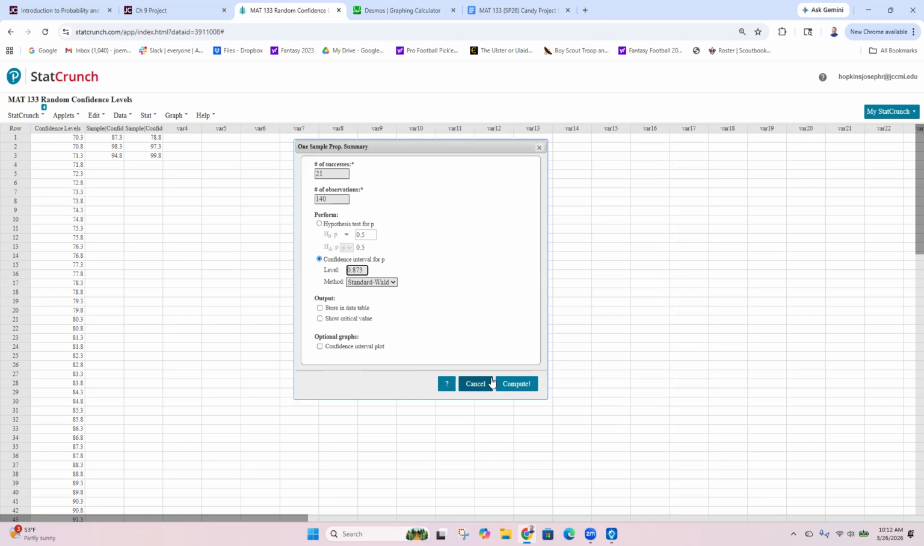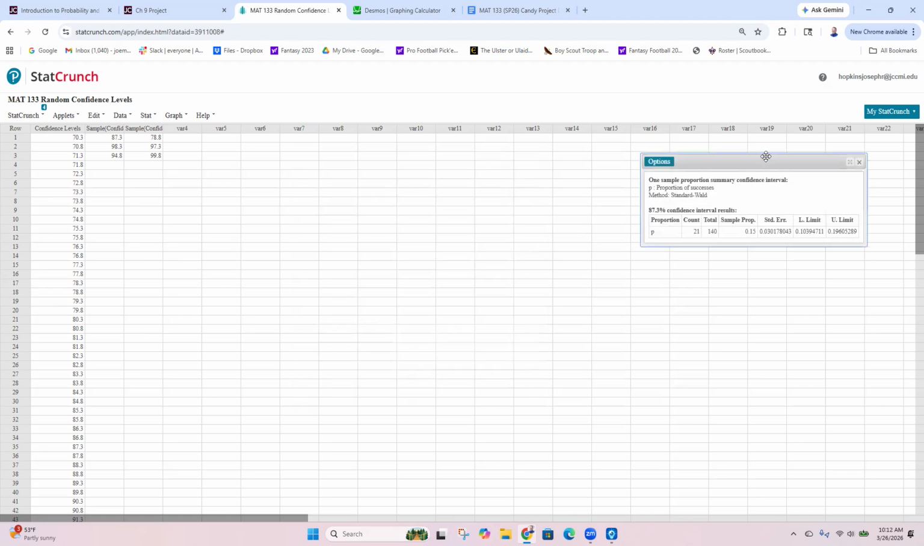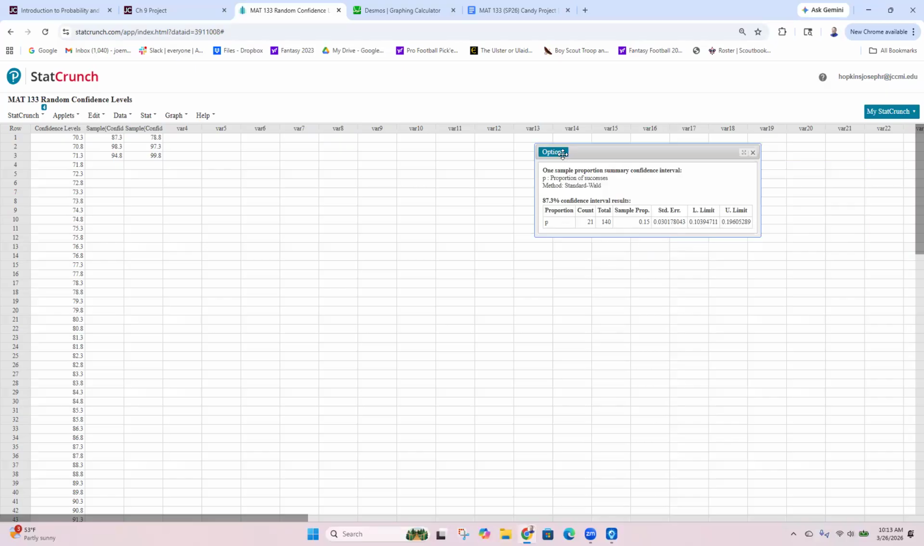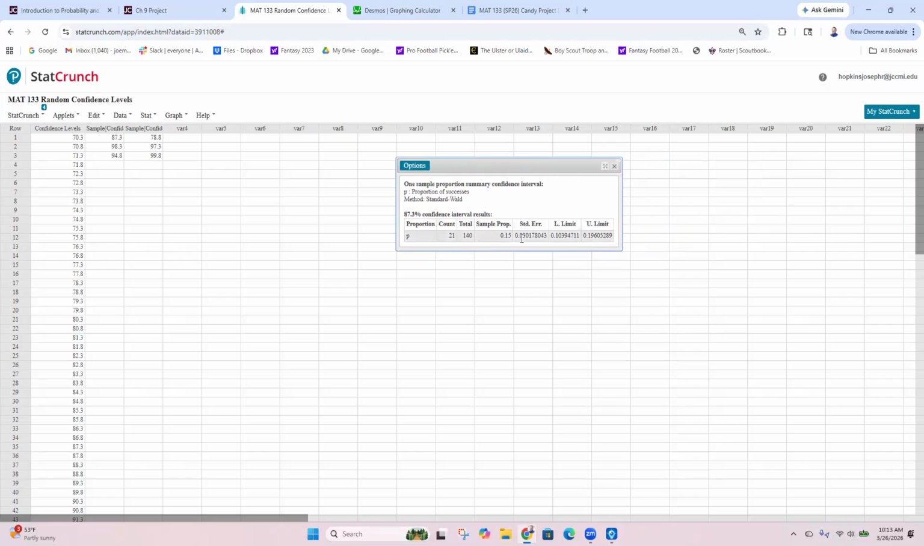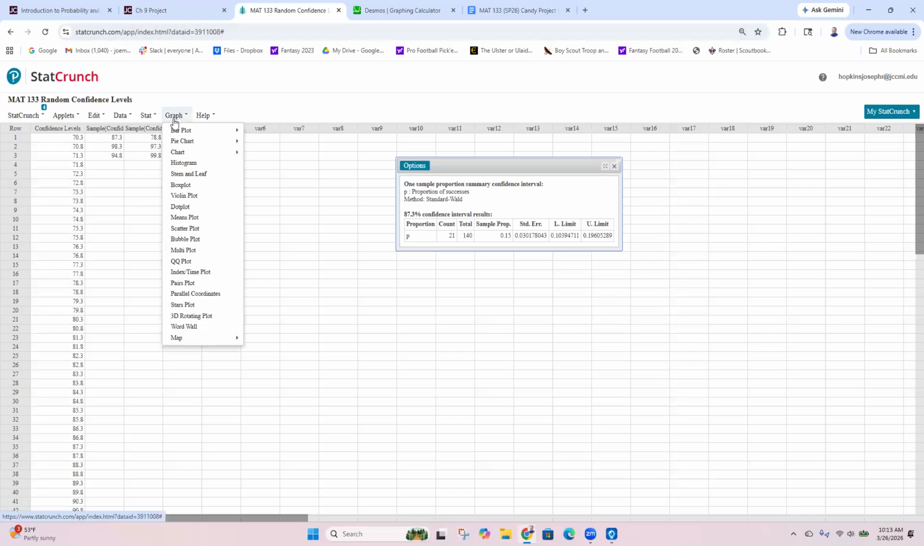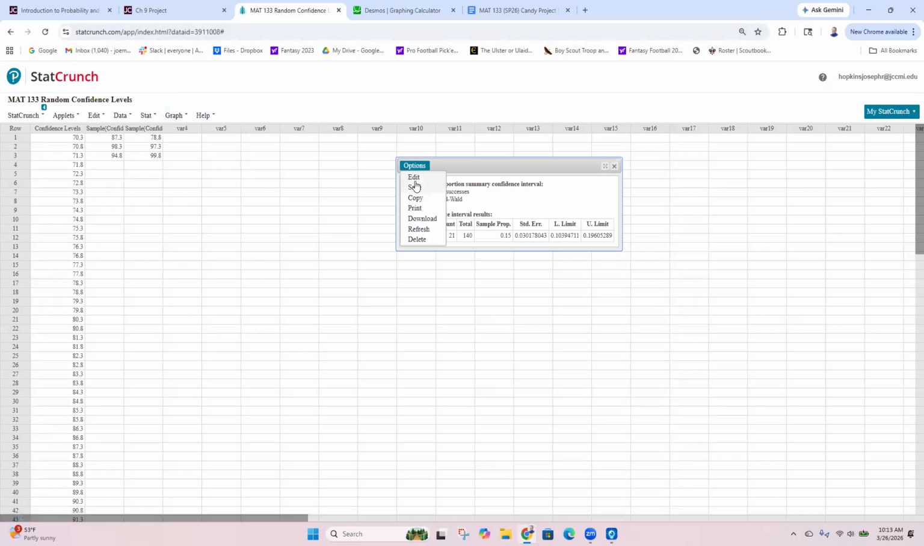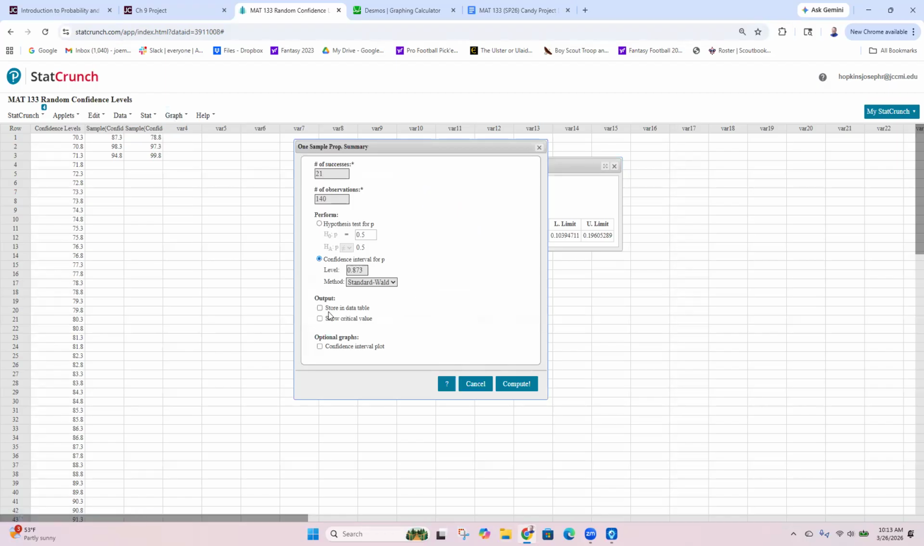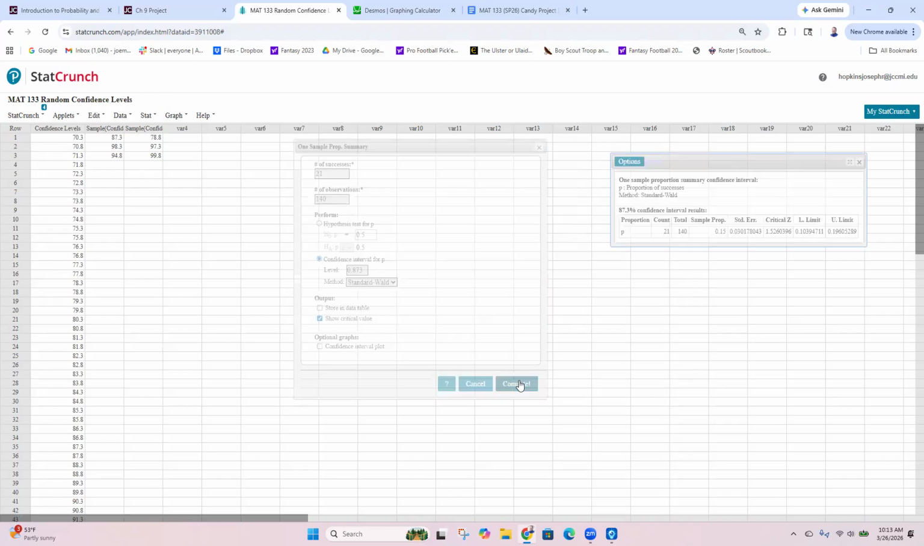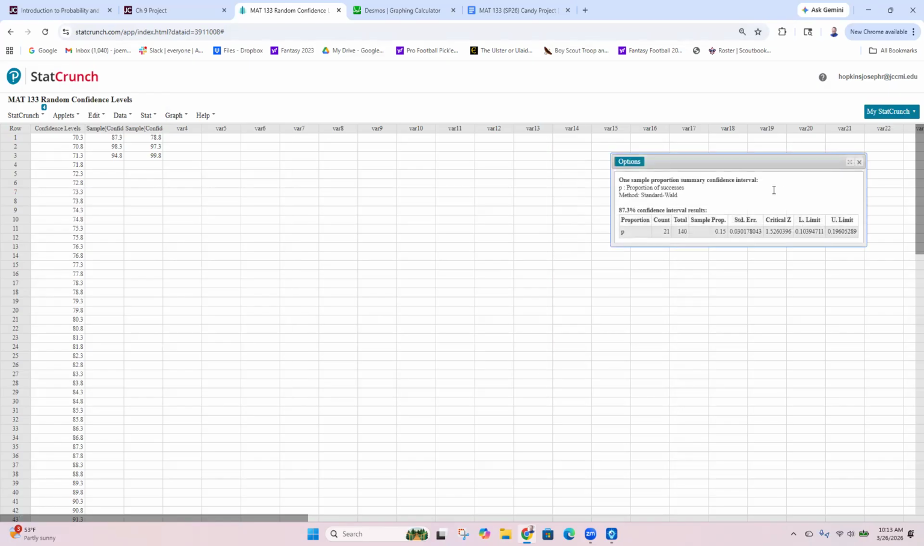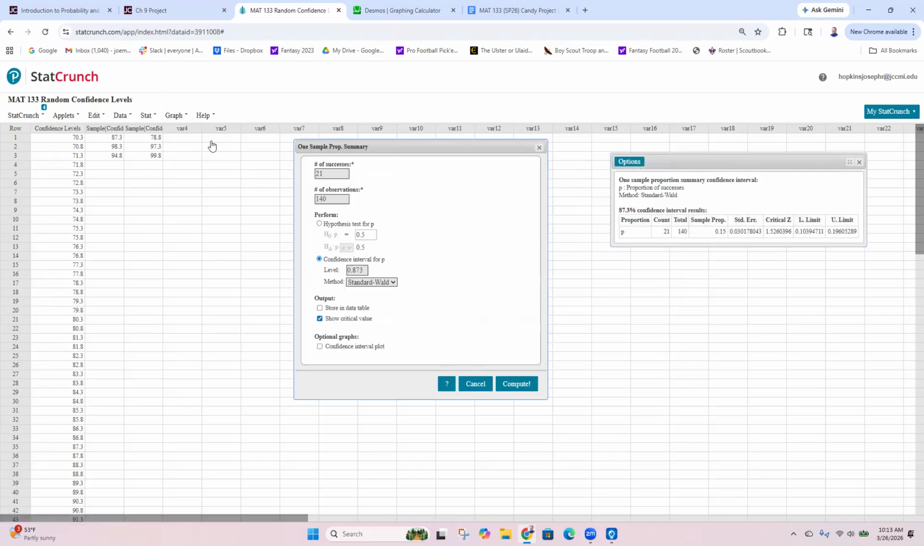And then I'm going to hit compute. And this is going to give you a whole bunch of different things. Oh wait, it didn't give me my Z value. Is there an option to get your Z value for this? Yeah, there we go. Checkbox, show the critical value. There it is. Okay. So all right, I'm gonna show you again.